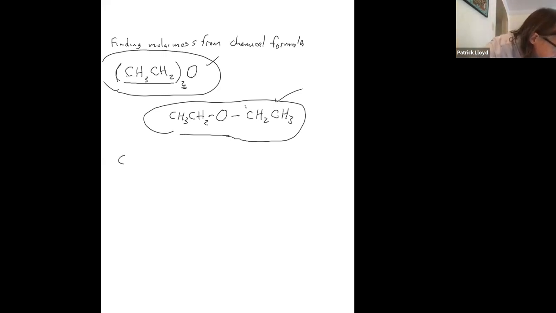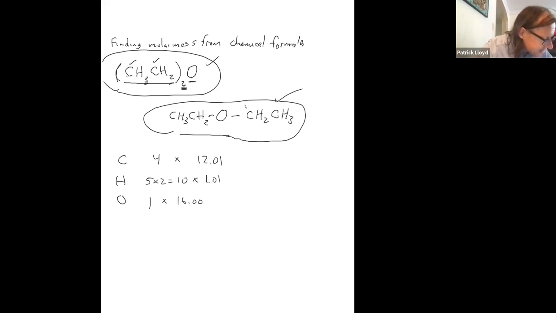If you count up the number of carbons, hydrogens, and oxygens, let's be careful. You've got 1 carbon here and another, so that's 2, but they're in the parentheses, so that's 2 of them, 2 times 2, so it's really 4 carbons. The hydrogen, you've got 3 here and 2 here, that's 5, but there's 2 of those groups, so that's 5 times 2, so that's 10, but the oxygen's not in the parentheses, so there's only 1. So 4 times the molar mass of carbon, 10 times the molar mass of hydrogen, 1 times the molar mass of oxygen.